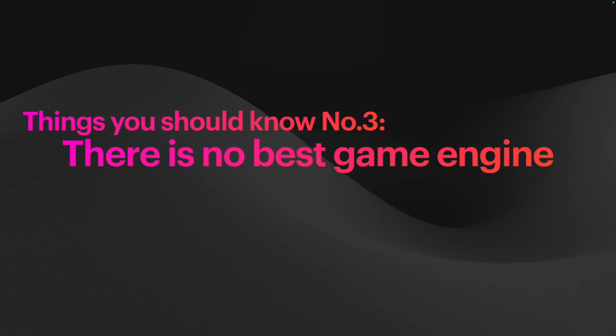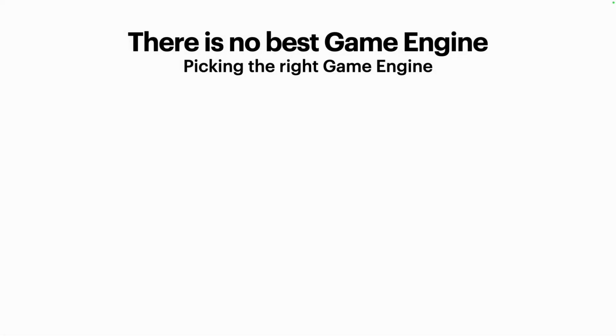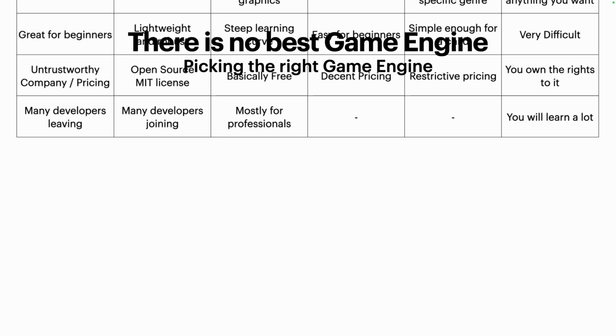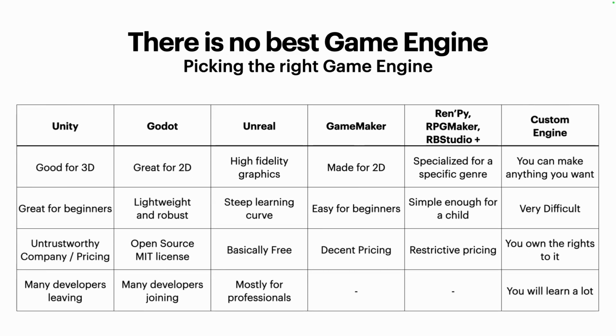Okay, things to know number 3. There's no best game engine. A lot of people ask this: what is the best game engine? What is the best programming language? No such thing exists. So we're going to get a big chart here. Don't worry, we're going to go over it pretty quickly.